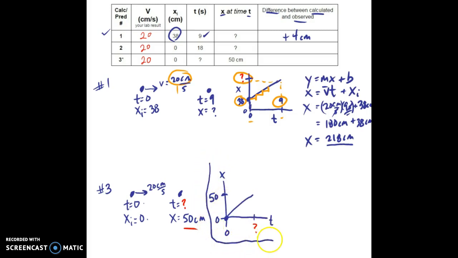Here is a sketch of the graph for this situation. I know I'm going to get to the 50 centimeter mark starting from 0. I just don't know the time. So let's see. I'm not going to try to figure this out with the graph. Let's go to the equation. Trying to solve for t. It's going to be at the 50 centimeter mark.